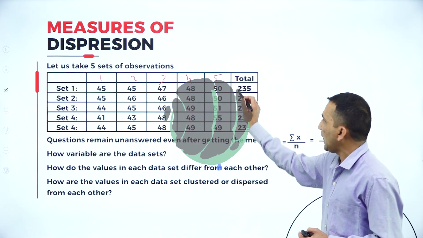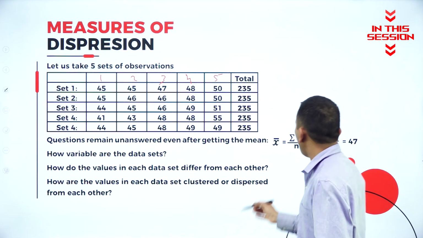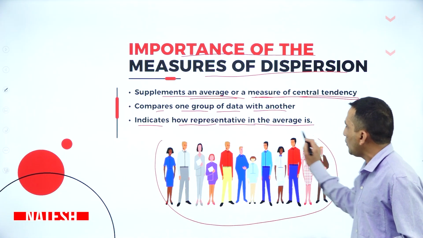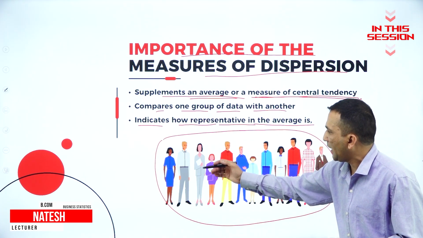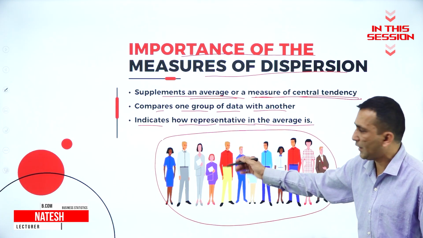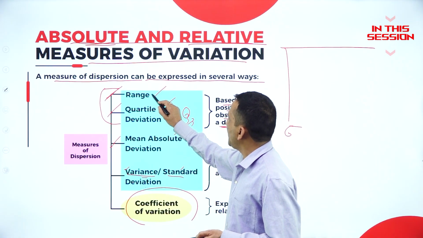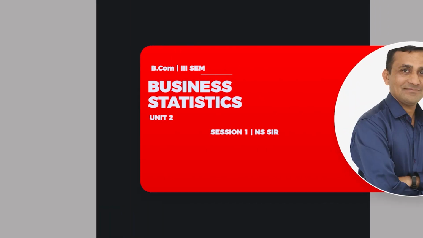Now if you try to calculate the arithmetic mean from each and every set of data, we are able to get 47. If you are seeing this graph, you are able to identify kids, male, female, elder, older, everybody. Range is also classified into two categories: one is absolute, and one more is relative.